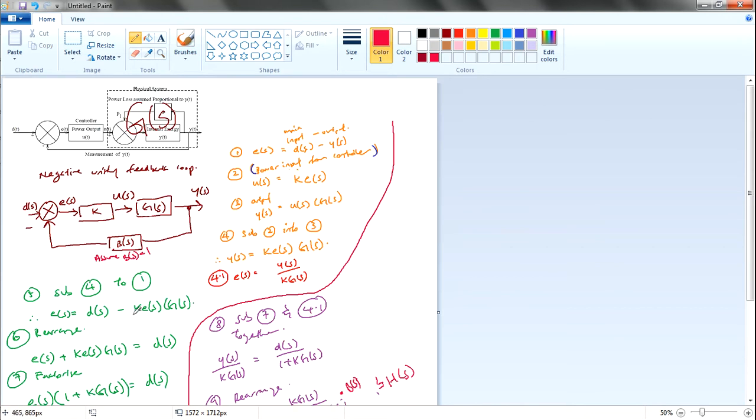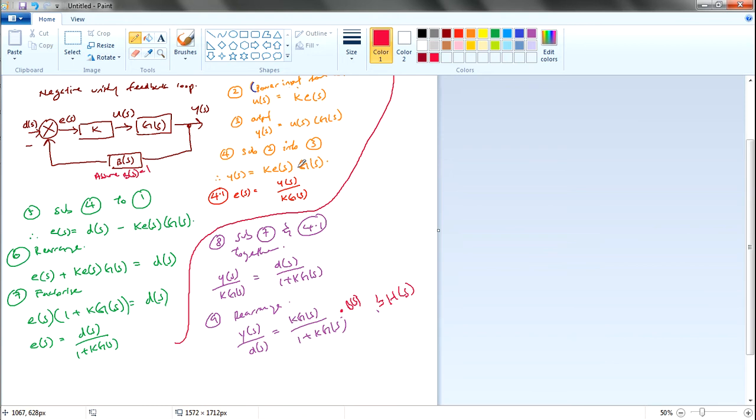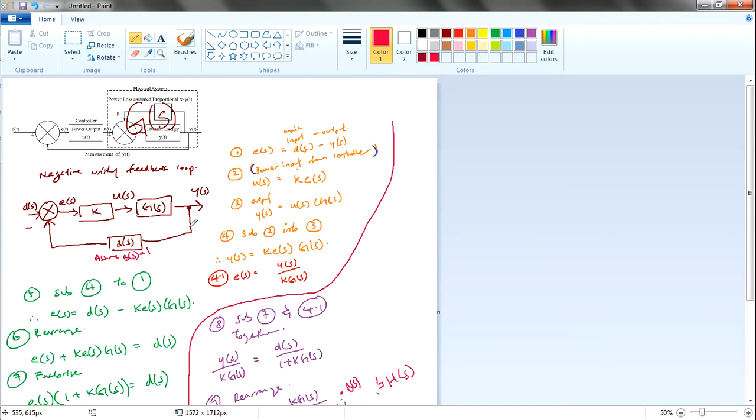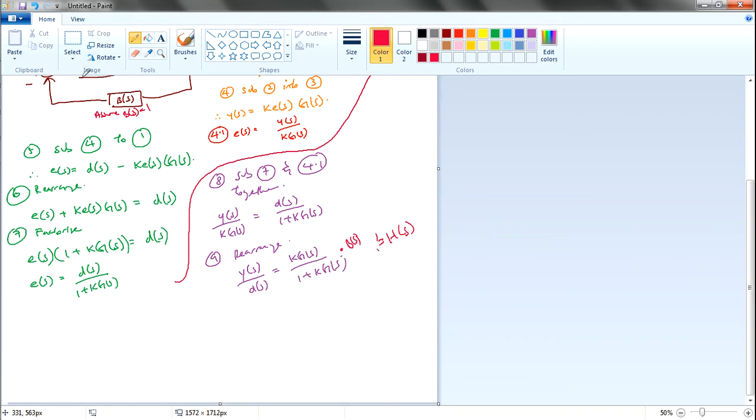This is just if you were to do this and then include B of S. If you do the same derivation but include B of S, in this case let's say you are talking about main input minus output. So output itself is Y of S multiplied by B of S. This part is not that important.